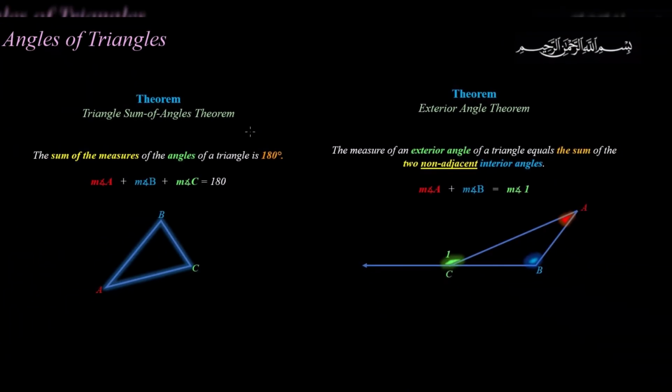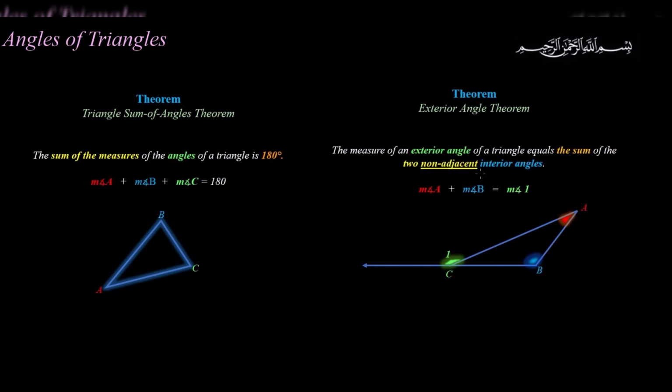So that's our final example of the day. I just want to review the theorems that we covered before we finish. Today we learned the most basic and the most important theorems about triangles. That is the triangle sum of angles theorem, or triangle angle sum theorem, which states that the sum of the measures of the angles of a triangle is 180 degrees. That's angle A plus angle B plus angle C is equal to 180 degrees.